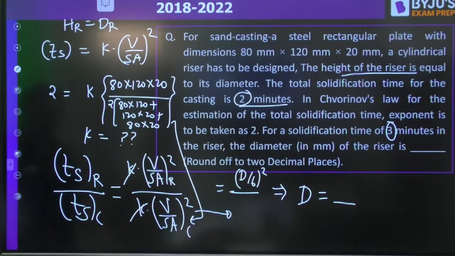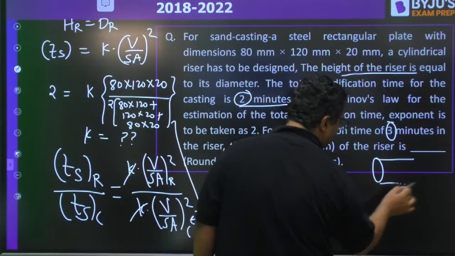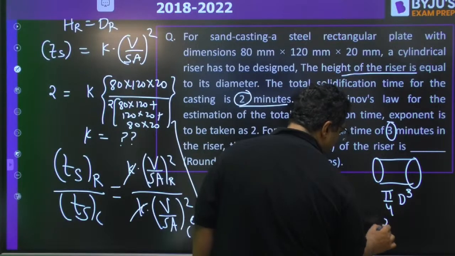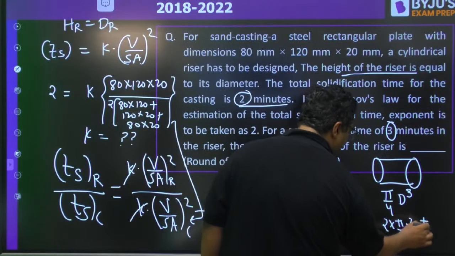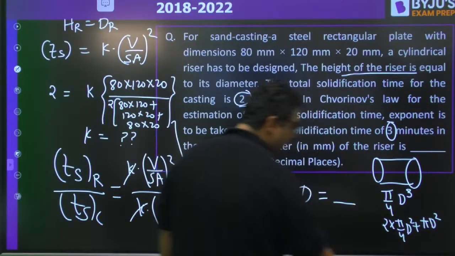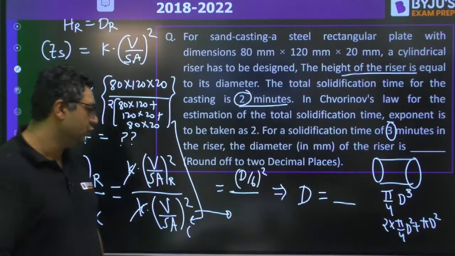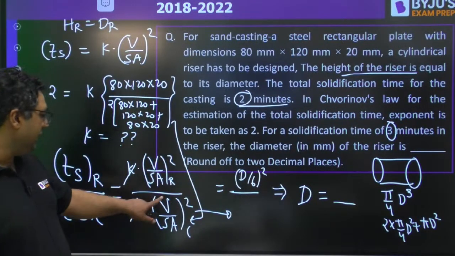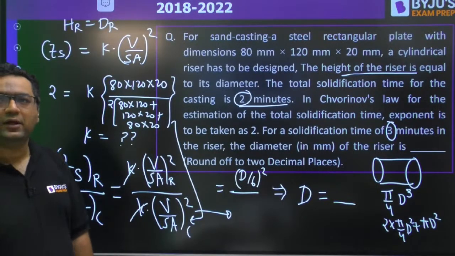Everybody understand that when height is equal to diameter, what is the volume of this riser? You know, pi by 4 d square h, so d cube. Surface area is 2 into pi by 4 d square plus pi d h, which is pi d square, because height and diameter are equal. So after cancelling, volume by surface area is d by 6, whole square. And here you will calculate volume by surface area with these values. So you will get the diameter to be.